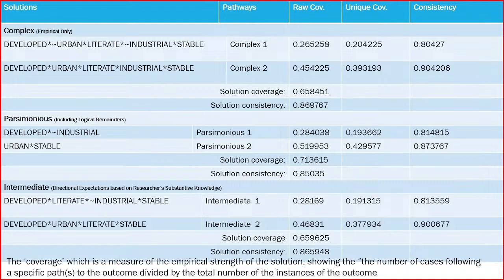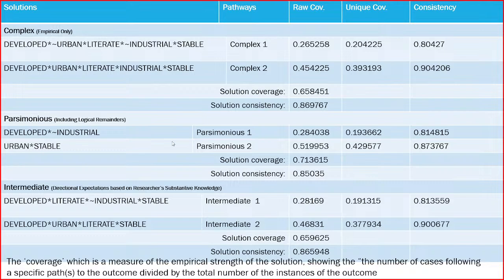You take the numbers, but you need to understand what you're doing, and it's a very iterative process. You have to go back and see whether the results make sense, and then review them in light of the substantive knowledge. So what we've got is three solutions here. We've got the complex solution, just based on the empirical configuration.